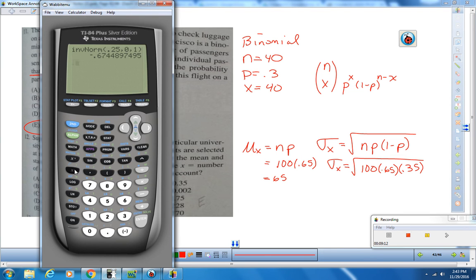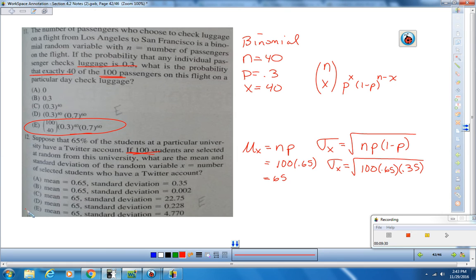Square root of 100 times 0.65 times 0.35. And I get 4.769, 4.77, something like that. It's E. Okay?